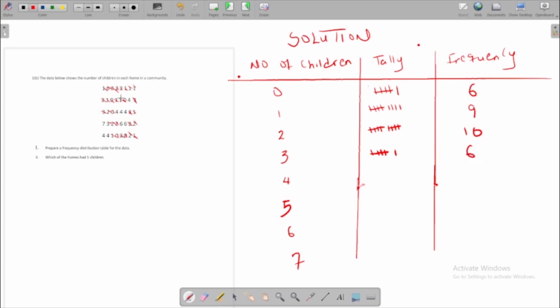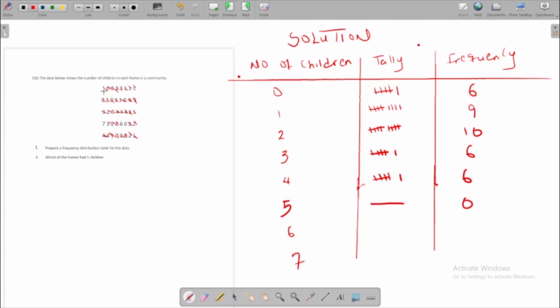So 4. You count 1, 2, 3, 4, 5, 6. So you have 6. And 5. You don't have 5 here. Striking it out will make it easy for us to get the next value we are looking for.